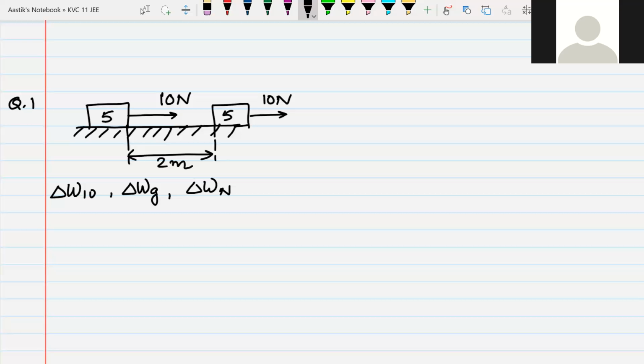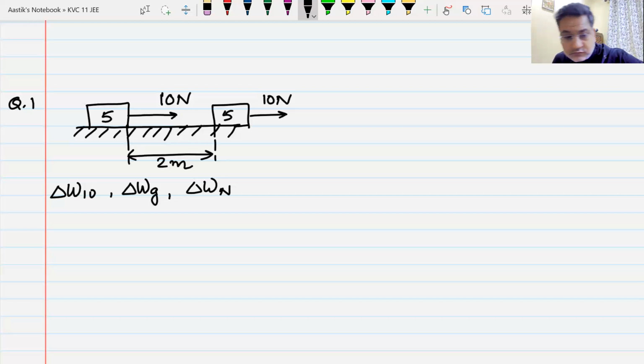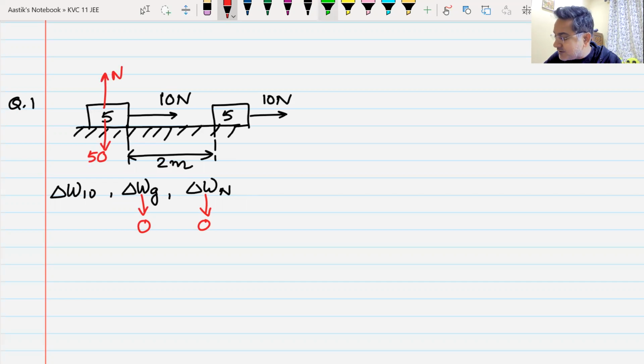Okay. No one got any answer for the simple question? Work done by gravity and work done by normal reaction are equal to 0. Yes, both of these are 0. Why is it 0? Perpendicular. Angle is 90. The normal reaction is acting upwards and the displacement is horizontal, so the angle is 90. Gravity is downwards. Work done is 0. The only work done is work done by the 10 Newton force.